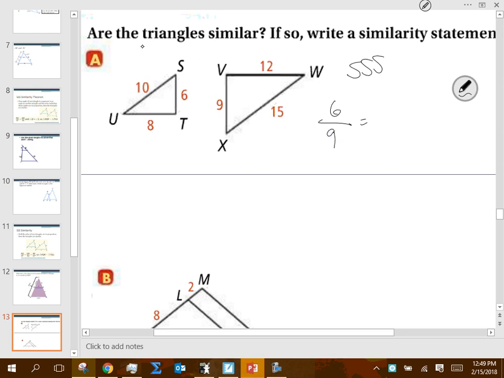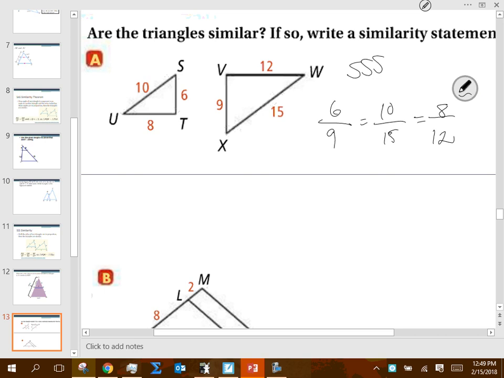What's the biggest side over here? 10. Compare that to the biggest side over here, which is 15. Now it's not good enough to just do the smallest and the biggest. You gotta do the middle ones too. So 8 and 12, right?